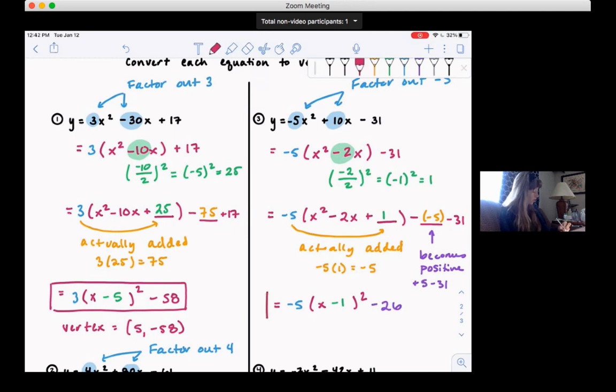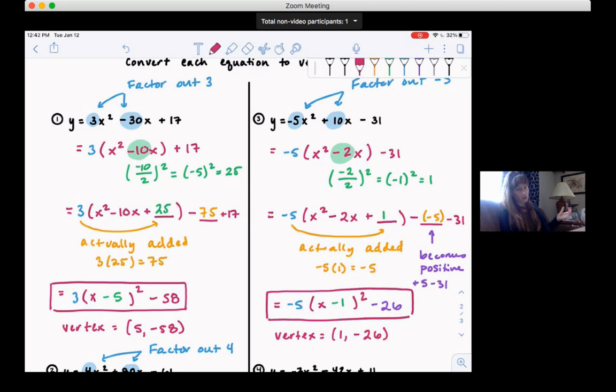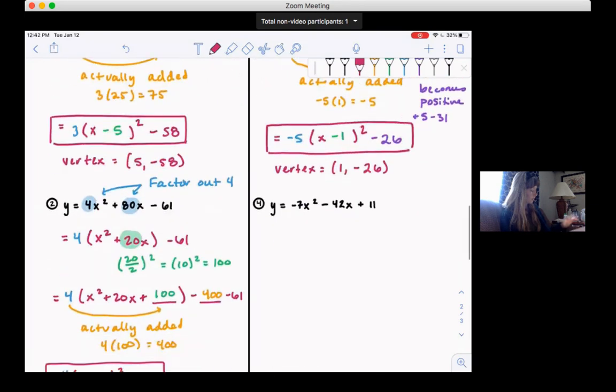Okay, so that's it. So we're now in vertex form, and we can identify our vertex. So the x-coordinate is inside the parentheses, and we flip the sign for our x-coordinates, so we get a +1. The y-coordinate is outside the parentheses, and we don't flip any y-coordinates, so we get -26. All right, so the negative leading coefficient doesn't change our process, it just adds a little bit more nuance with paying attention to the positives and negatives and how they change when we divide by negatives or multiply by negatives. Let's just do one more like that.